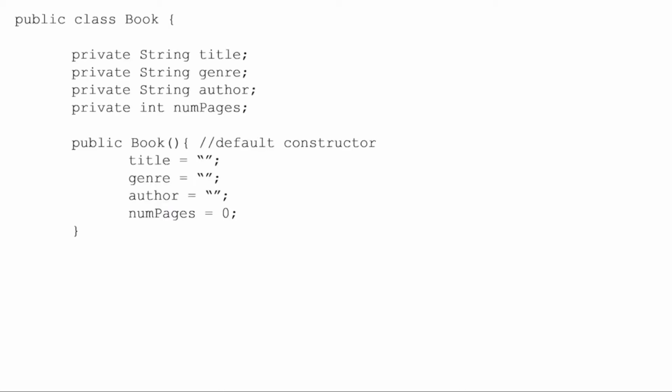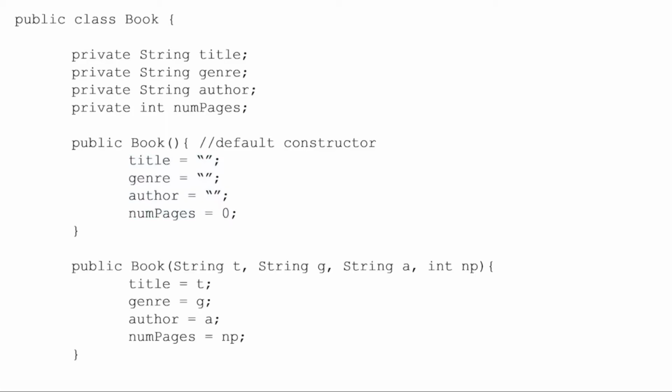Let's start creating our constructors. Remember, the constructors should be public and have the same name as its class. The first constructor should be the default constructor that has no parameters. In this case, we initialize the instance variables with default values. Title, genre, and author are set to empty strings. The number of pages is set to 0.